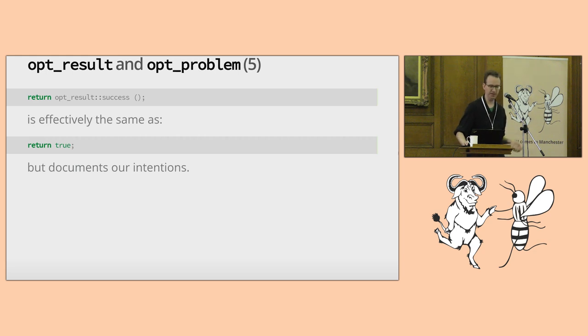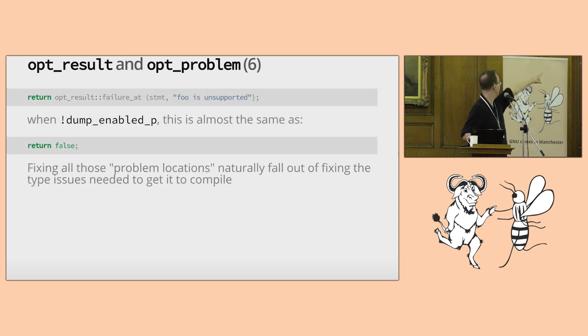Opt result success is basically a fancy way of spelling return true, but it better documents the code. Opt result failure at is essentially like return false, but when I started converting functions from returning bool to returning opt results, it becomes a compile-time error to throw away result handling. And so it very nicely falls out of the C++ type system: here's exactly where we need to put failure handling, and in fact, failure at statement. It captures where the failures can happen, and where the location information for the actual problematic constructs needs to be captured.